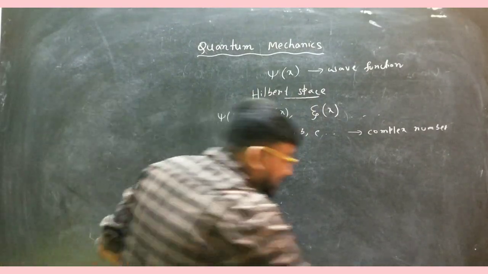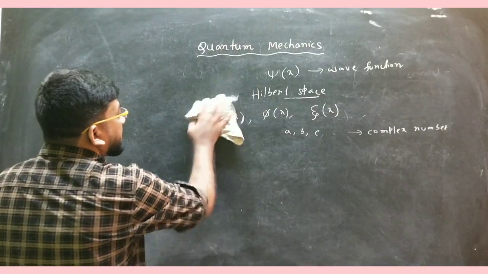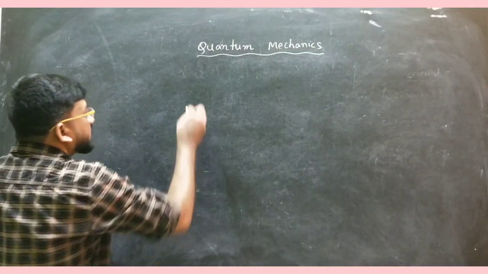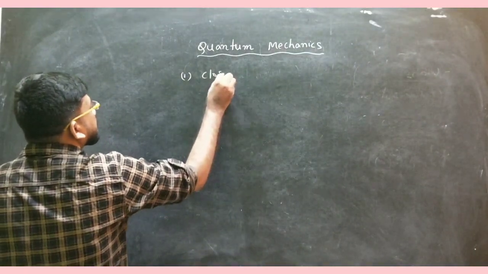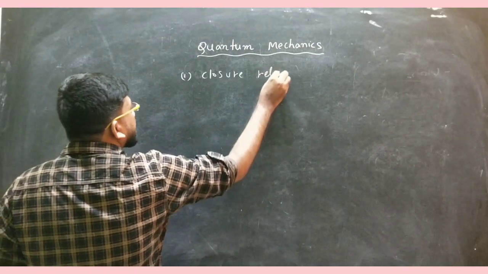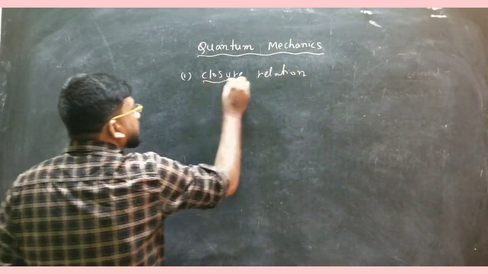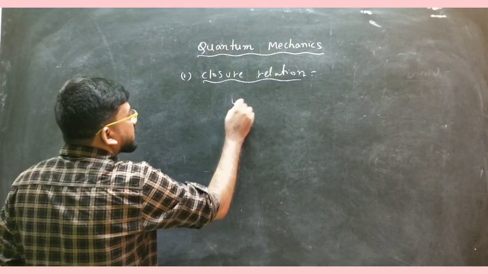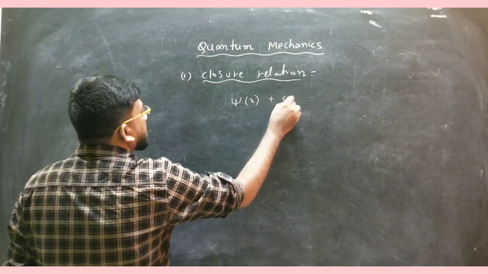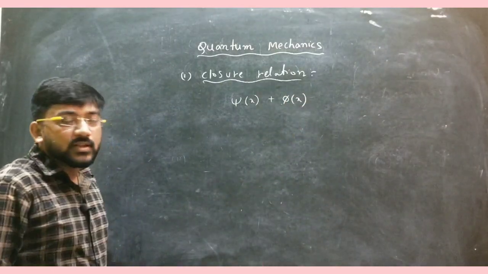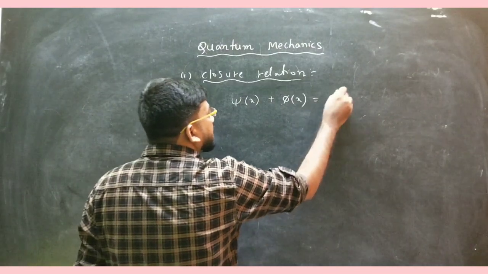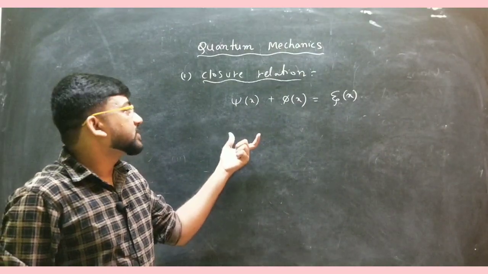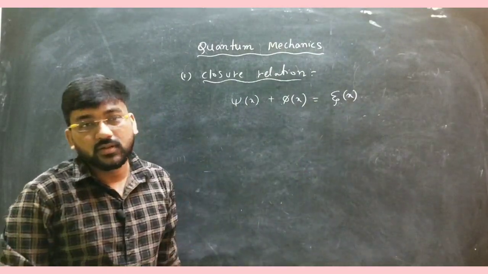So let me tell you the first property, and that is obviously the closure property, or you can say the closure relation. Now what does it mean? If you have two functions which are members of Hilbert space, that is psi of x and phi of x, and you add these two, then you will get another function. Maybe this is xi of x, and if phi of x and psi of x are members of Hilbert space, then this xi of x must be a member of Hilbert space.